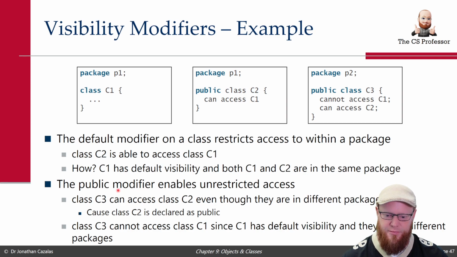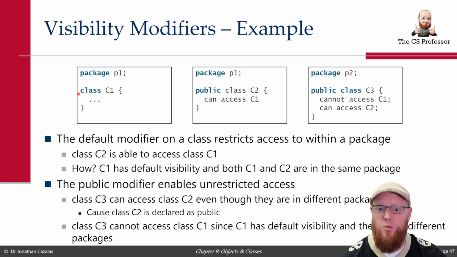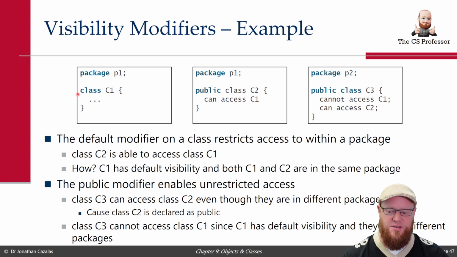However, let's now look at class C3. We see that class C3 cannot access C1 at all. Why can it not access C1? Because class C3, this Java file, c3.java, is inside a different package. Because it is inside a different folder, a different package, class C3 can no longer access class C1 because class C1 was not public. It had default visibility.